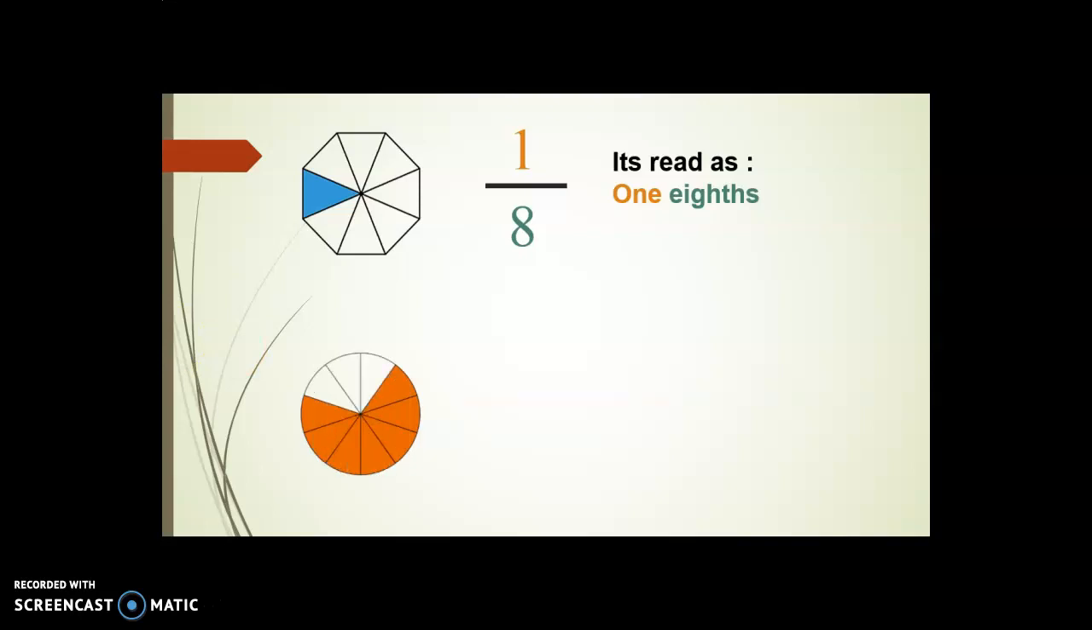Here this circle is divided into 10 equal parts. How many shaded parts? Let's count. 1, 2, 3, 4, 5, 6, 7. So I have 7 shaded parts from 10, and it's read as 7/10.